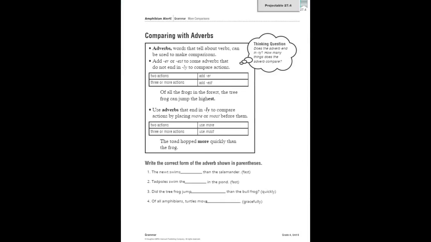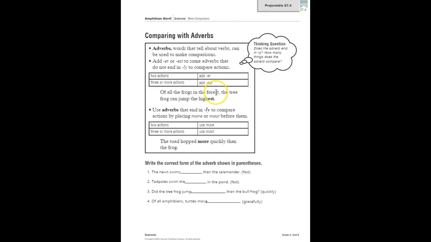Remember that adverbs can be used to make comparisons. And when you compare with adverbs, you add more or most to the adverbs that end in ly. If the adverb does not end in ly, you add er or est. If it compares two actions, you add the er. When it's three or more actions, est. This is all review. Okay? So this is the thinking question. Does the adverb end in ly? And how many things does the adverb compare? So if it's two actions and it does not end in ly, we add er; three or more, est.